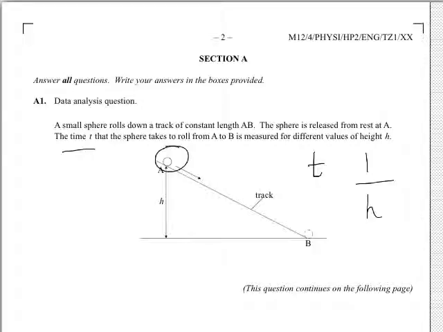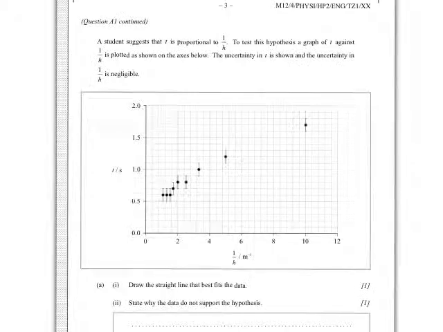But again, remember, you don't need to understand exactly what's going on because that's not what's being asked. Right, so now we have a look at our graph. A student suggests that t is proportional to 1 over h. And to test the hypothesis, a graph is drawn accordingly. We've got t on the y-axis and 1 over h on the x-axis.